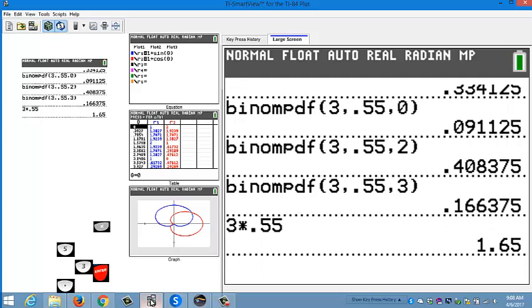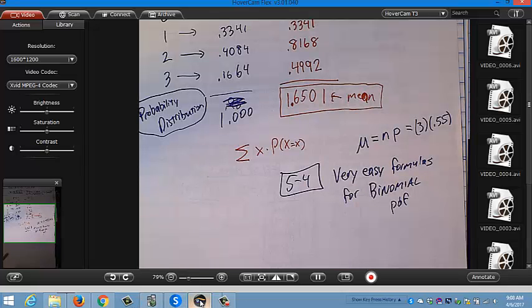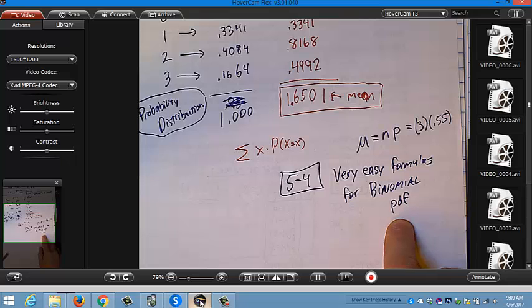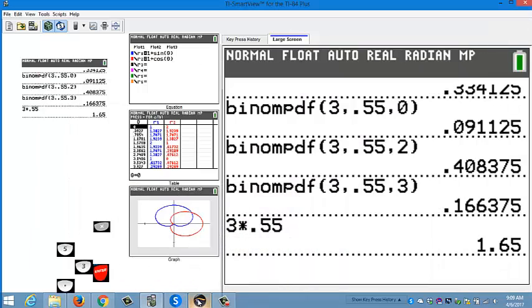I get 1.65. I'll tell you what, guys, that's really close to what I computed here. 1.65. You see what I'm saying? If you have a binomial, the formulas are really easy. The problem is most of the distributions we're going to cover are not binomial.